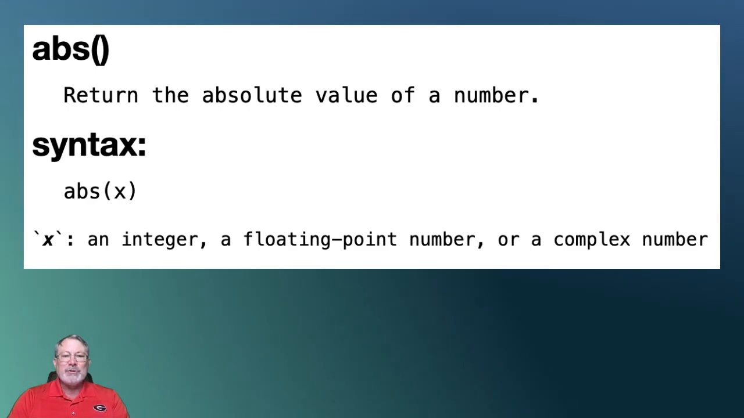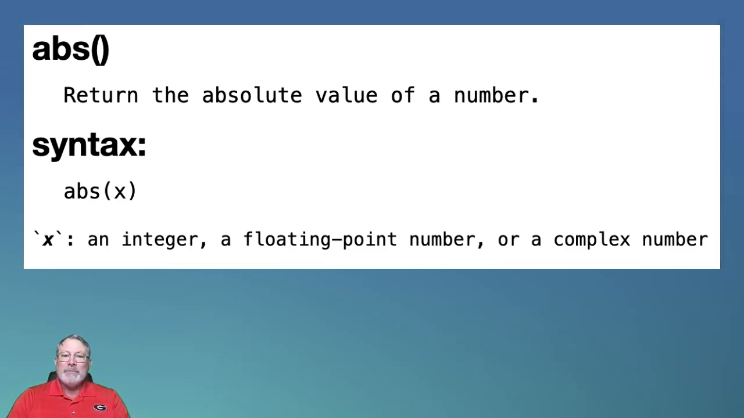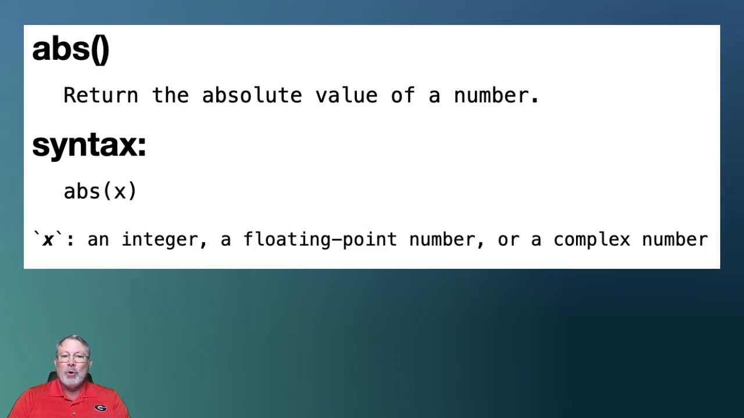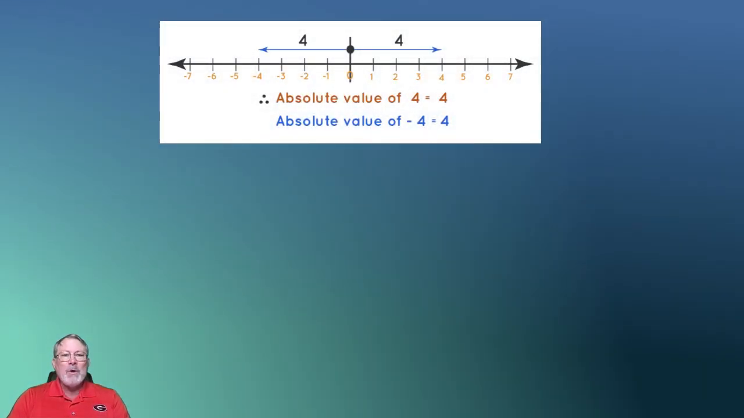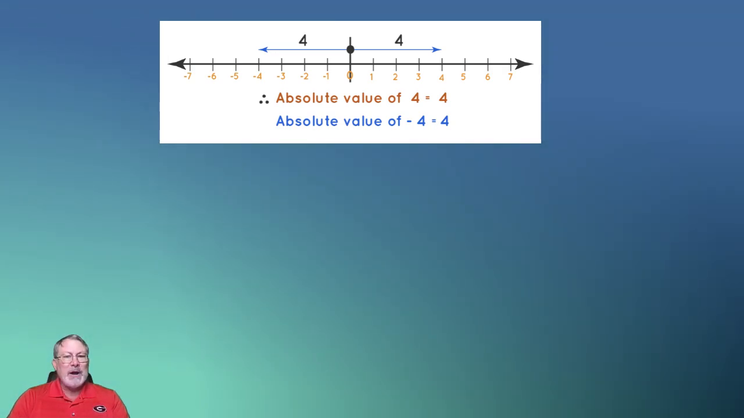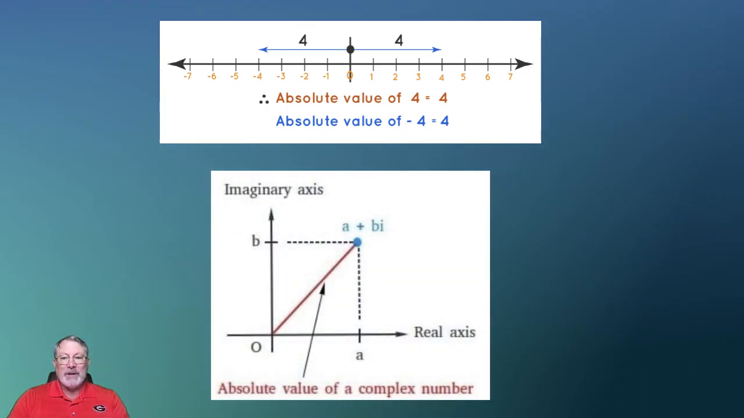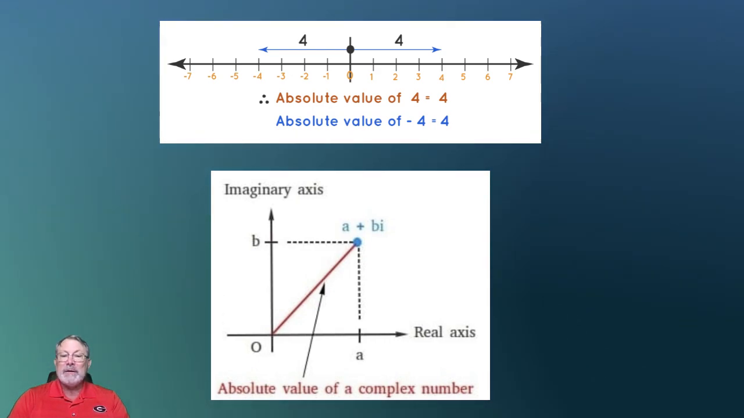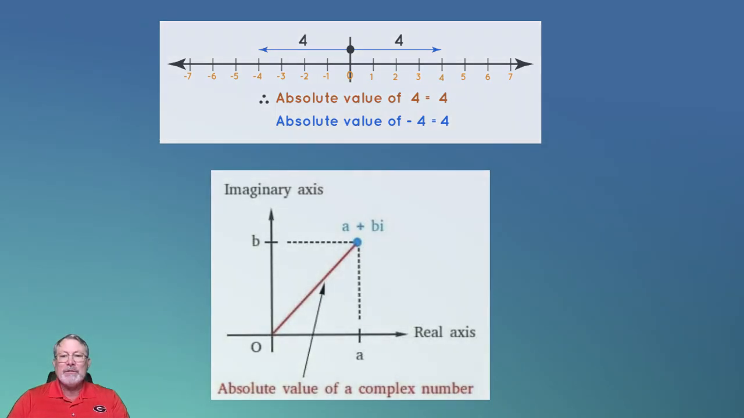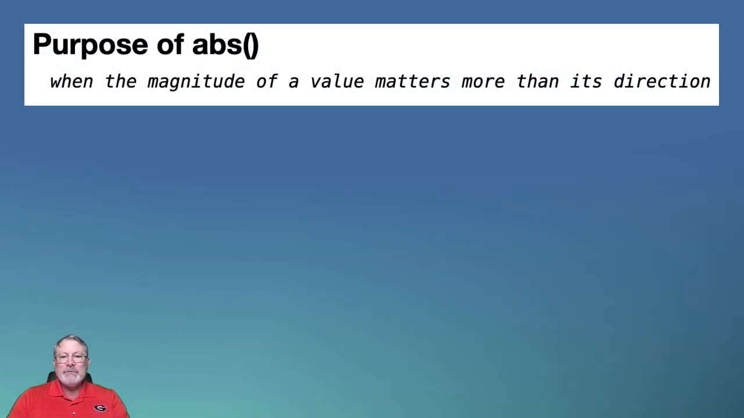The syntax is straightforward. abs(x), where x can be an integer, a floating point number, or even a complex number. Before diving further, let's clarify what we mean by absolute value. For non-complex numbers, it simply transforms negative values to positive ones. For complex numbers, absolute value is defined as the number's magnitude from the origin in a two-dimensional plane, calculated using the Pythagorean theorem. Why use abs?